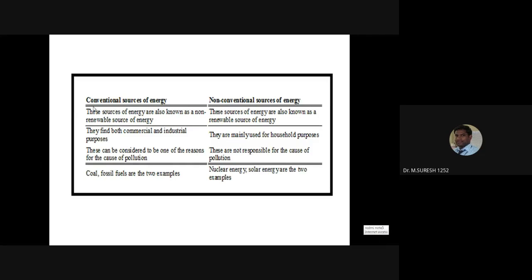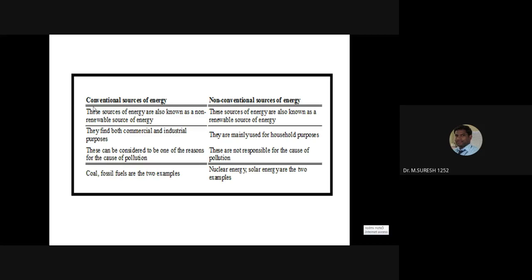It may be asked, give some example of conventional sources of energy. So you can give what we call liquid fuels, or fossil fuels, or coal, whatever methods we can use in conventional sources of energy. Whereas non-conventional sources of energy include nuclear energy, solar energy, wind energy, tidal energy, and hydro energy. Whatever energy is pollution free is called a non-conventional source of energy.